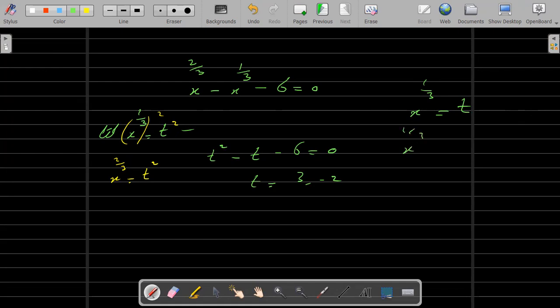x power 1 by 3 is equal to 3. Shift it there, it will be x equal to 3 power 3, which is 27. So the first answer is 27. In the same way, x power 1 by 3 is equal to t. What is t here? Minus 2. Shift it there, it will be cube. So minus 8. So these are two answers.